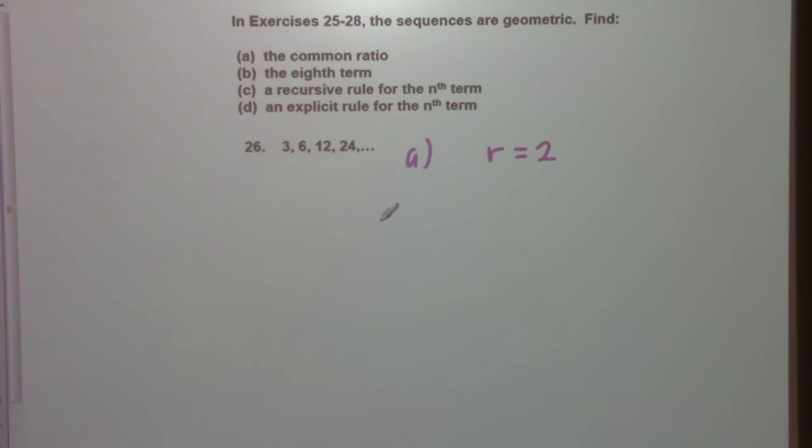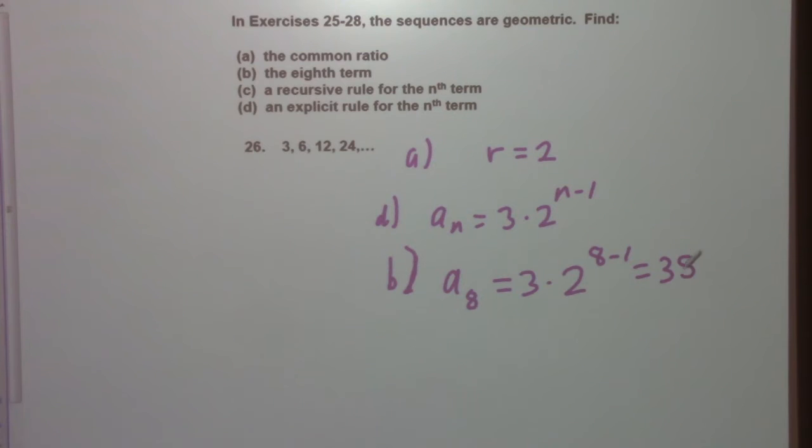For A, I got a sub n equals 3 times 2 to the n plus 1. And for B, I got a sub 8 equals 3 times 2 to the 8 plus 1. And I got 384. 384? Yeah, that's right. Okay, makes sense. So why don't you go ahead and do problem 27?